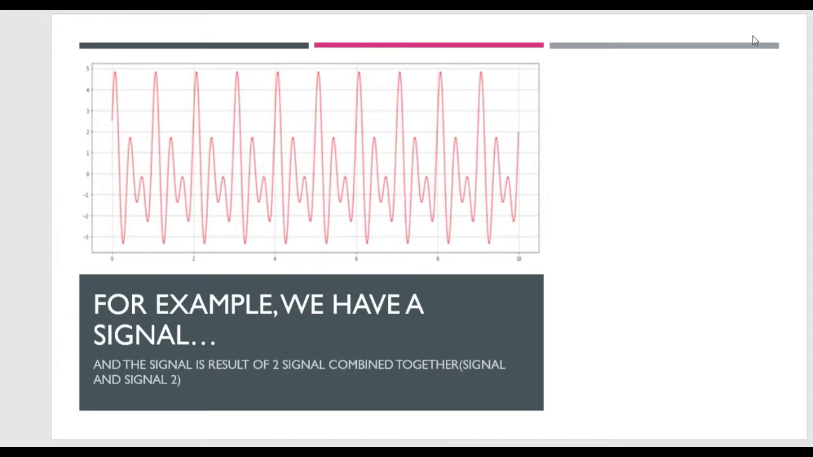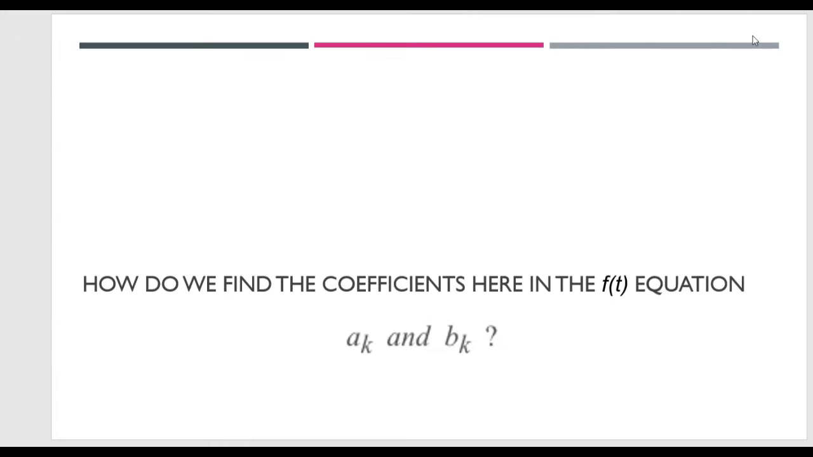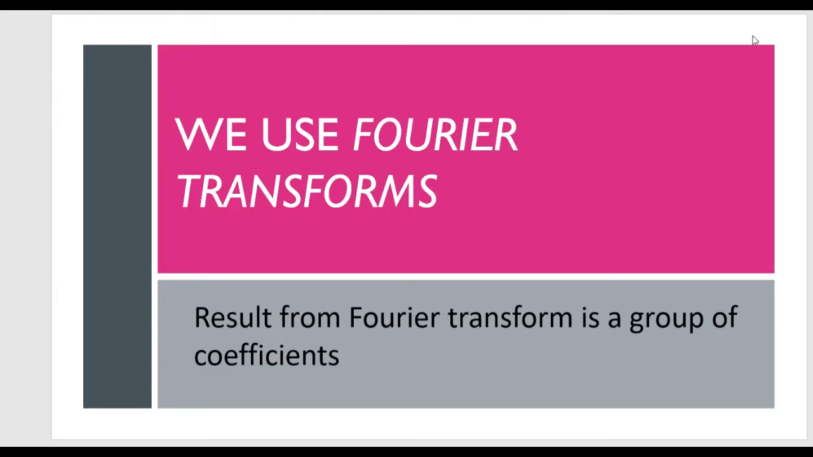When we have a signal generated by x(t), we can come up with a new function f(t), and in this function we will have coefficients a_k and b_k which will determine the original signal 1 and signal 2. So how do we find these coefficients? We will use the Fourier transform, and the result from the Fourier transform is a group of coefficients.